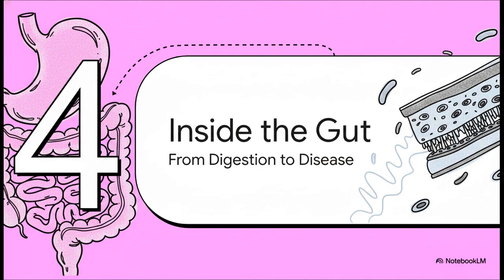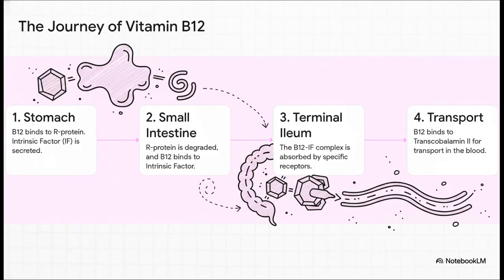All right, for our final section, we're going from the big picture to the microscopic. We're going to journey deep inside the gut to see how it works on a cellular level. It's pretty amazing stuff. You'd think absorbing something like vitamin B12 would be simple, right? Nope, it's actually this incredibly complex relay race.